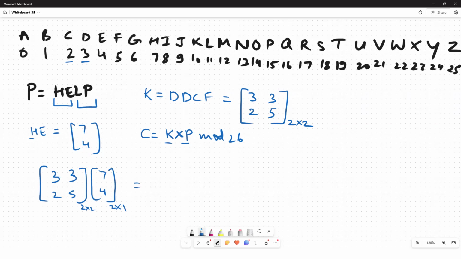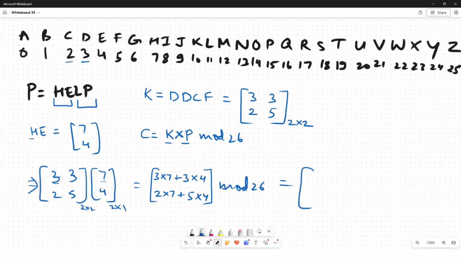I believe everyone knows how to do matrix multiplication. For those of you who don't know, I will do it in case you want to brush up your memory. So you take your first row times the column, then row 2 times the column. So here it would be 3 times 7 plus 3 times 4. That would be your first element. The second would be 2 times 7 plus 5 times 4, and this is mod 26.